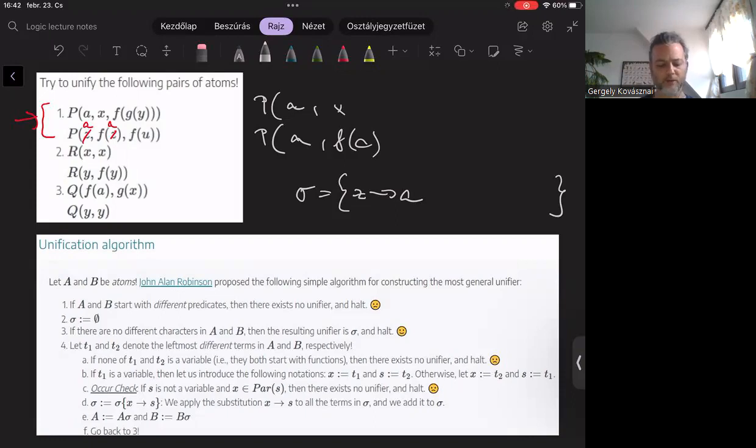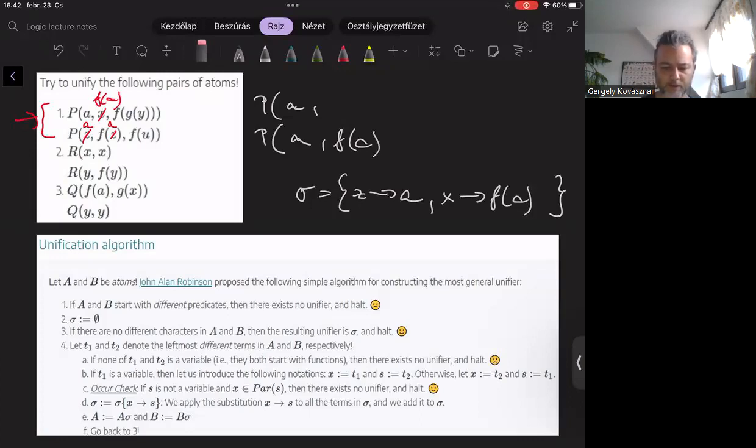Then we execute the occur check. We check if X appears in f of A. It does not, so we can keep going. And in step D, we add a new substitution to the unifier. X is substituted with f of A. In step E, we have to apply this new substitution to both atoms. In this case, it means that we simply substitute this occurrence of X with f of A in the first atom.